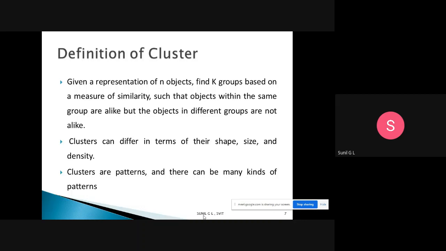Clusters can differ in terms of their shape, size and density. In some clusters the density is more, meaning more objects are there, but some clusters may have very few. The shape is also different: one shape is circular, another square, we don't know. Based on the distribution of objects, we get the shape and size. Clusters are patterns, and there can be many kinds of patterns, so you may get n number of patterns when applying the clustering technique to the given data sets.